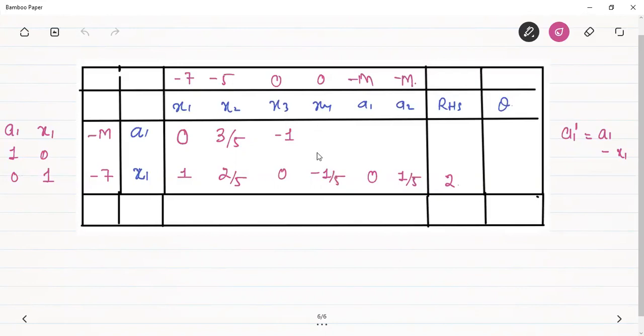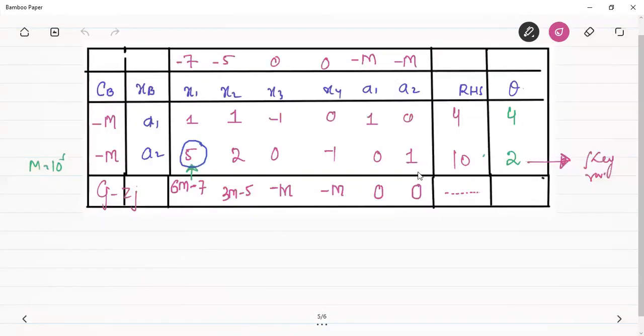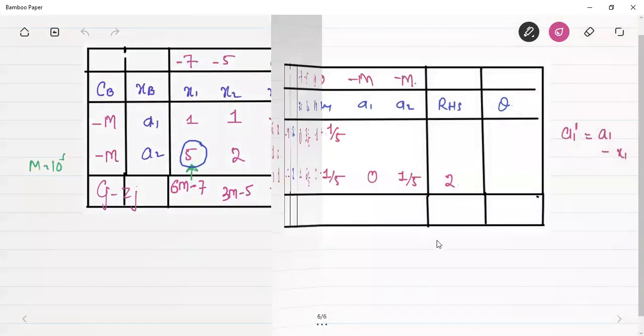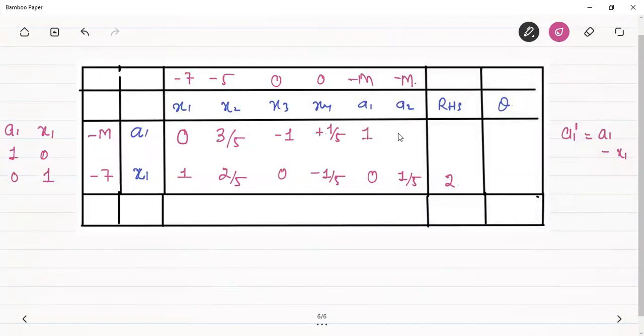0 minus 1 by 5, in fact, will become plus 1 by 5. Okay, correct me if there is a mistake. Here we have 1 and 0. 1 minus 0 will be 1. 0 minus 1 by 5 will be minus 1 by 5. The previous RHS had 4, 4 minus 2 will be 2. Okay, please check if there is any mistake.